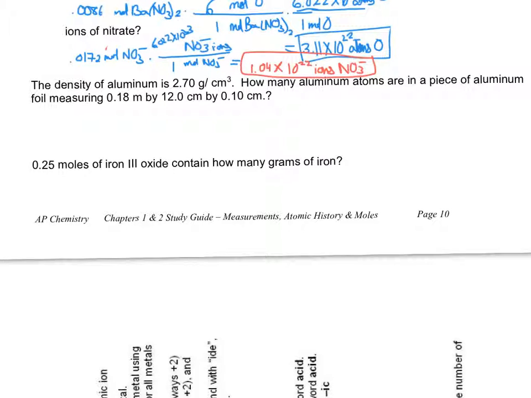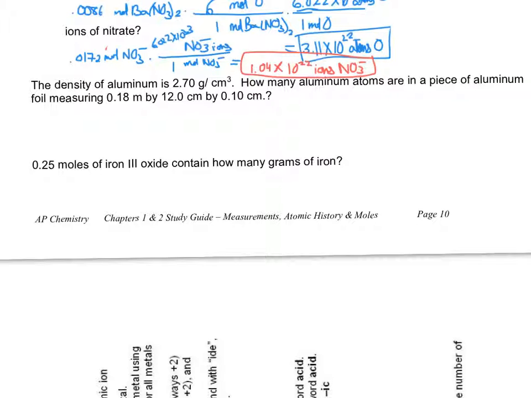All right, let's take a look at the next question. It says the density of aluminum is 2.7 grams per centimeter cubed. How many aluminum atoms are in a piece of aluminum foil measuring 0.18 meters by 12 centimeters by 1/10 of a centimeter? So at first glance, it's like, what does that have to do with moles? But let's see if we can figure this out. So they give us the density, and they give us the dimensions. From the dimensions, we can figure out the volume. Density is mass over volume, so using both, we can maybe figure out mass, and then convert it to moles, and then to atoms.